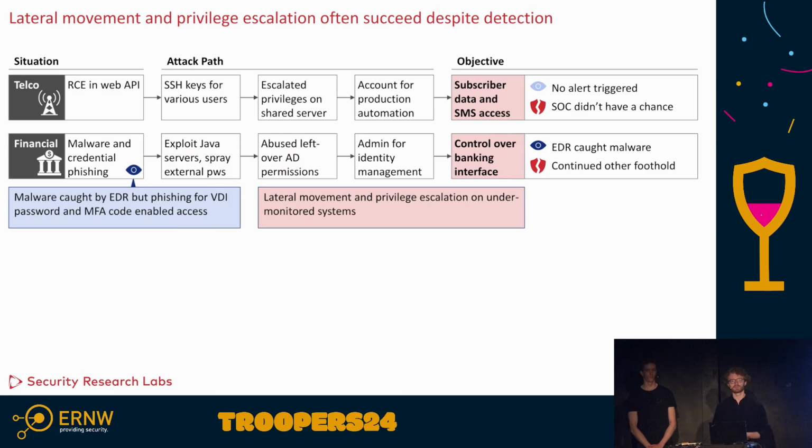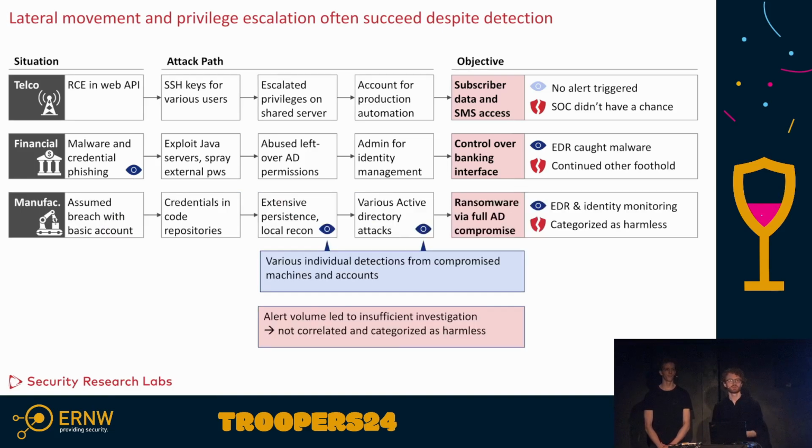The second example is a financial company. We actually sent a few phishing campaigns with malware, but our payload was detected and blocked by the EDR. However, we found a different way in, and from there did password spraying from the internet and exploited some Java servers to strengthen our foothold. Then we abused several AD problems, in the end had some admin for the identity management, and got control over one of the core banking interfaces. So here we actually had the detection in the beginning. However, lateral movement and privilege escalation were on under-monitored systems and stayed undetected.